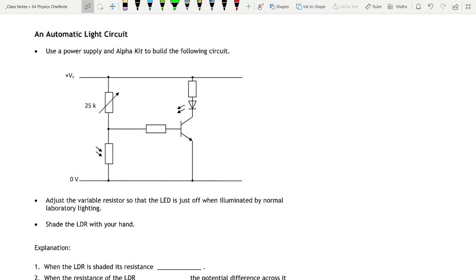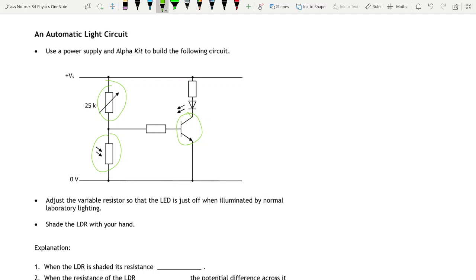Usually for an NPN it's 0.7 or around about then, and for a MOSFET it's about 1.8, but you will always be given the value that turns it on or off. So automatic light circuits, how does this work? We've got a variable resistor, a light dependent resistor there, and we've got our NPN transistor there.